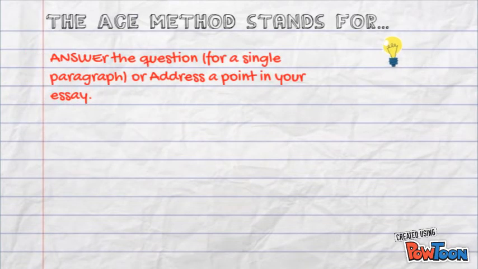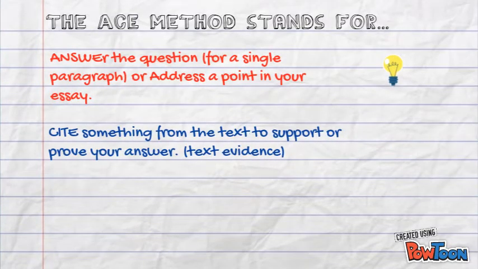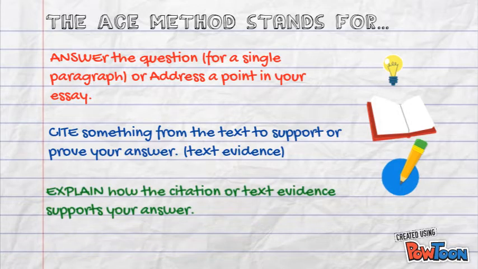When you start your ACE paragraph, you're going to have a question from your teacher or from a test. So your first sentence is going to answer the question. Then you're going to cite text evidence to support or prove your answer. Then you're going to explain how your citation supports the answer, and that ties it all together.